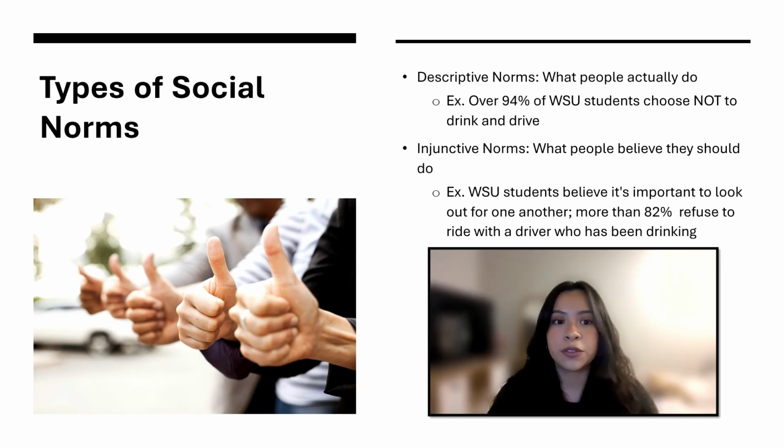There are two major types of social norms that help us understand how behaviors spread. We have descriptive norms. They describe what people actually do. For example, according to our WSU data, over 94% of WSU students choose not to drink and drive. This reflects real observed behavior. Injunctive norms focus on what people believe they should do, the behaviors that are valued or approved within a group. An example here is that most WSU students believe it's important to look out for their friends. Understanding these two types of norms explains why people follow certain behaviors, either because others are doing them or because the behavior is seen as a correct or expected choice.